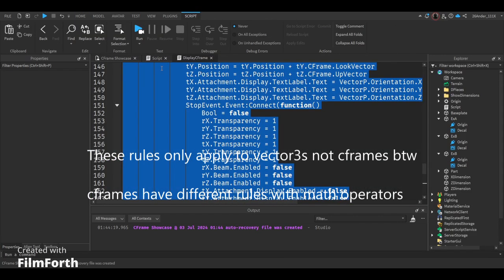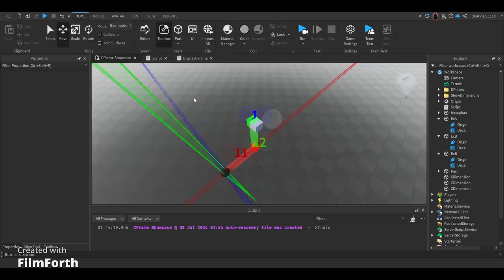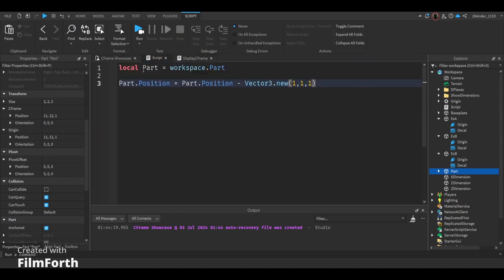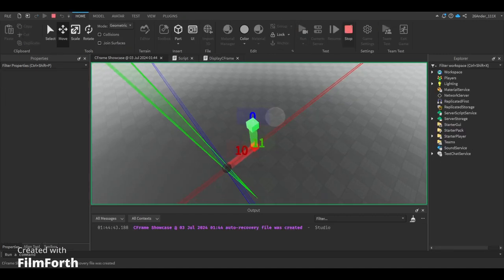Now, you can also subtract, and subtracting does exactly what you'd expect it to. It subtracts using each of the components. So if I select my part here, if I use subtract here, minus Vector3, it will take away one from the X-axis, one from the Y-axis, and one from the Z-axis. Play here. Minus one to each component.